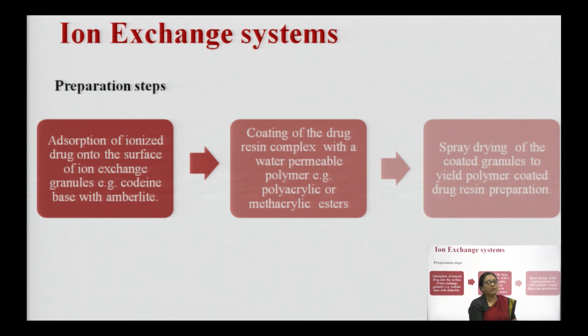If we talk of the preparation, it is comparatively very simple. First, the drug is adsorbed onto the ionized surface of the resin, and the resinate or this drug resin complex is then coated with a water permeable polymer. Then this system is spray dried. This leads to hardening of the polymeric coat. Now, the system is ready. Now, when it is introduced in the body, it will exchange the ions due to the permeability of the coating material.